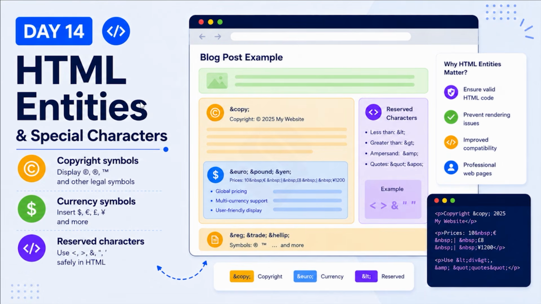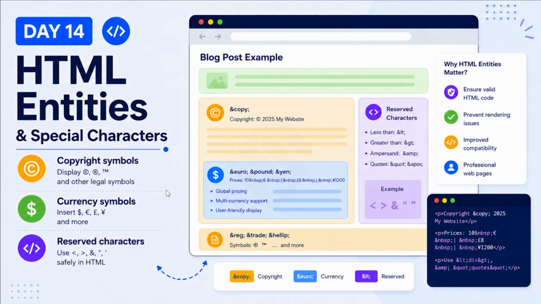Welcome to day 14 of our HTML Mastery Course 2026. And today, we are going to learn about HTML entities and special characters. These entities allow us to display symbols and characters that either have a special meaning in HTML or are not available directly on the keyboard or need to be displayed consistently across all browsers. So HTML entities are commonly used for copyright symbols, currency symbols, reserved HTML characters, mathematical symbols, special punctuation, and icons. So understanding entities is important because they help us create professional, standards-compliant, and error-free web pages.